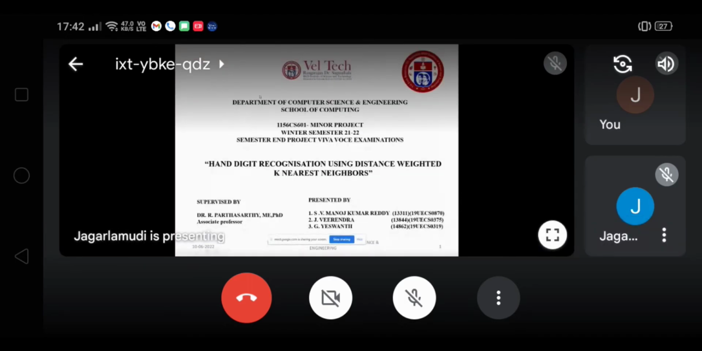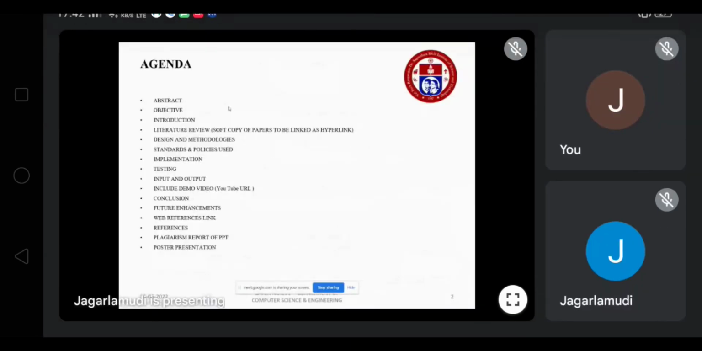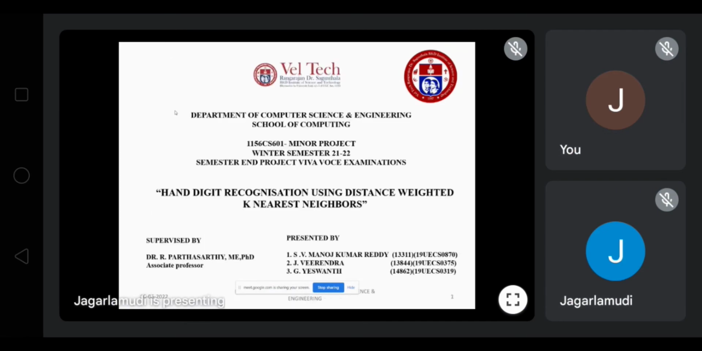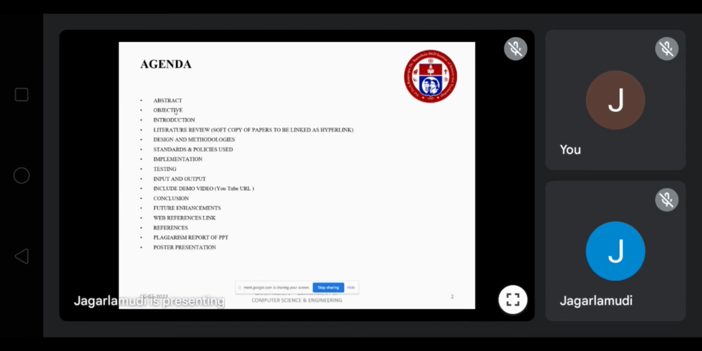And another friend is Manoj, and we are doing this as a project in our university, and our supervisor is Partha Saradi. Our project name is handwritten digit recognition using distance weighted k nearest neighbor, and the domain is machine learning. And this is the agenda for our project: objective, introduction, abstract, everything.